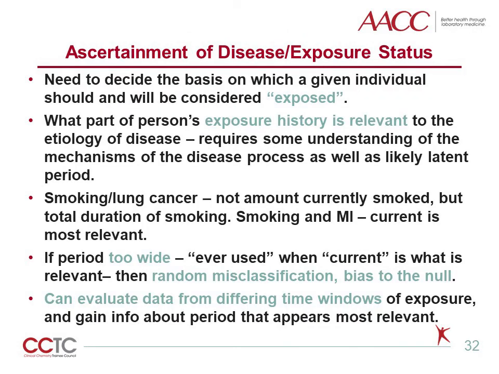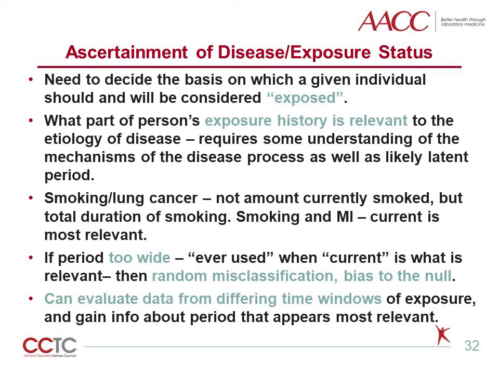And then, though, the hard part is actually to decide the basis on which a given individual is going to be considered exposed. What part of a person's exposure history is relevant? And to do that, you have to understand the mechanisms of the disease process as well as the likely latent period. So if you're doing smoking and lung cancer, we know that current smoking is not the main variable to be looking at. It's pack years. It's total duration of smoking and how much you have smoked at each one of those periods of time. But if you're doing smoking and myocardial infarction, then in fact, current smoking is the most relevant.